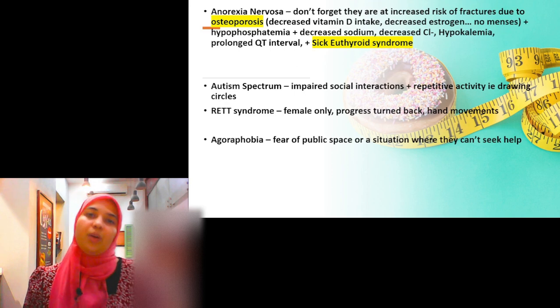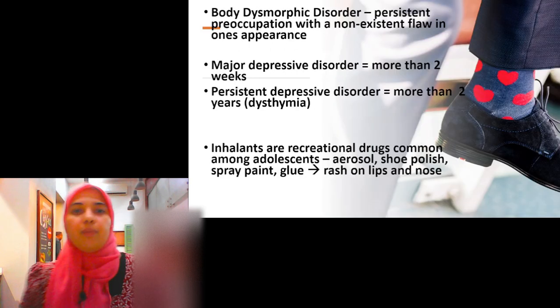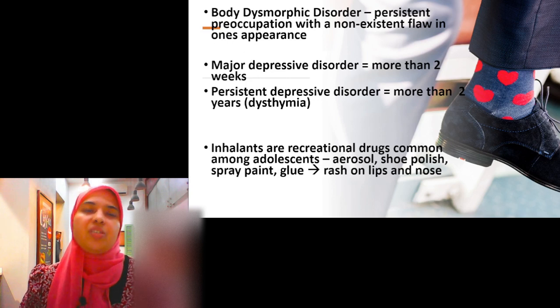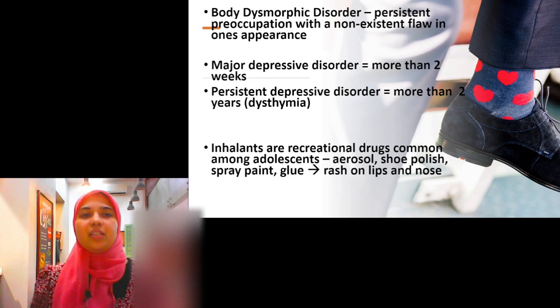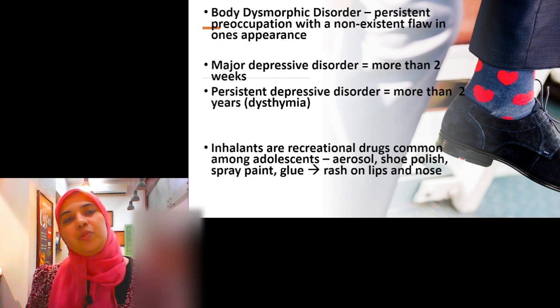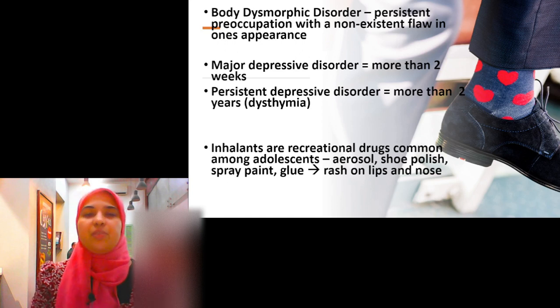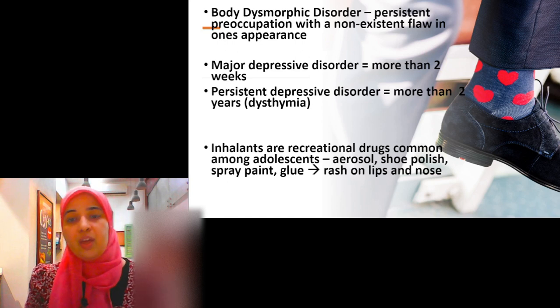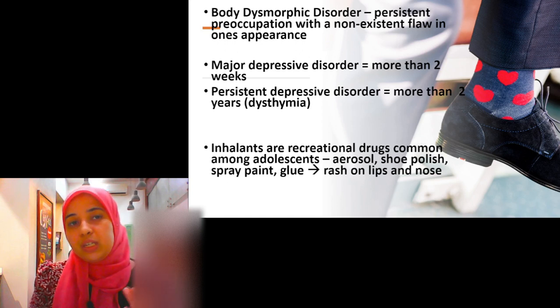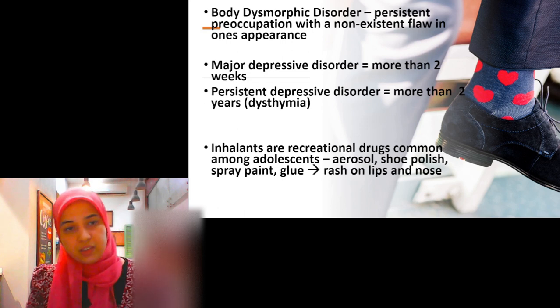Agoraphobia is fear of public space or a situation where they can't seek help. Body dysmorphic disorder is a persistent preoccupation with a non-existent flaw in one's appearance. Most of us probably are aware of this. There are many celebrities who are known for having body dysmorphic disorder, so most of us are familiar with this topic. Major depressive disorder and persistent depressive disorder. Again, it's a timeline thing. If it's lasting more than 2 weeks, it's major depressive. If it's more than 2 years, it's persistent depressive.